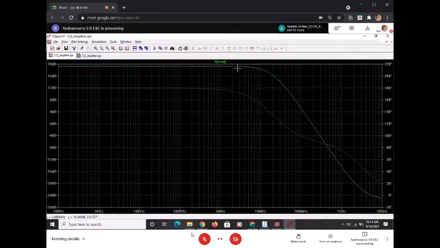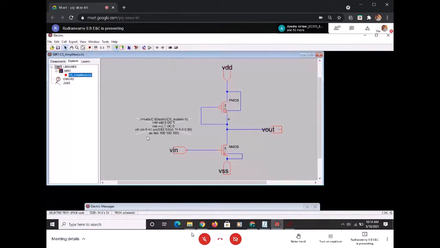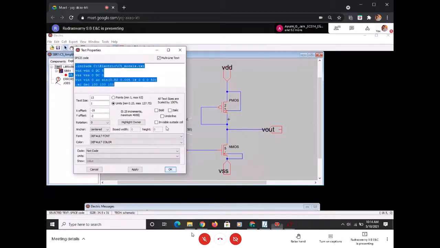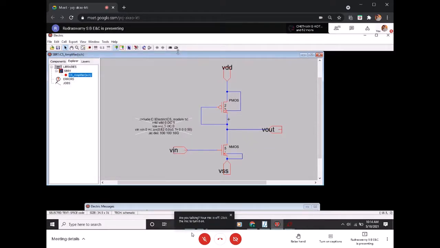But in order to do AC or transient analysis, this field is very important for me, because that is nothing but the DC operating point. Hope this is fine. Anyone is having any clarification?